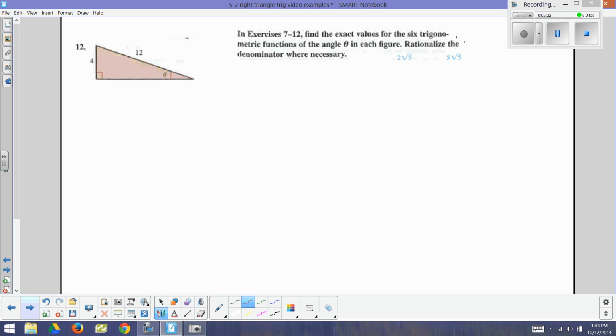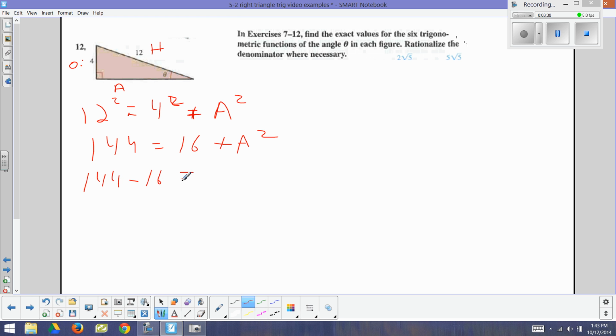Next one, find my missing side. And again, this is my opposite side. This is my hypotenuse. I need to find the adjacent side. I know that the hypotenuse squared is equal to a leg squared plus a leg squared. So 12 squared is 144 is equal to 16 plus a squared. 144 minus 16 is equal to a squared. 144 minus 16 gives me 128 is a squared.